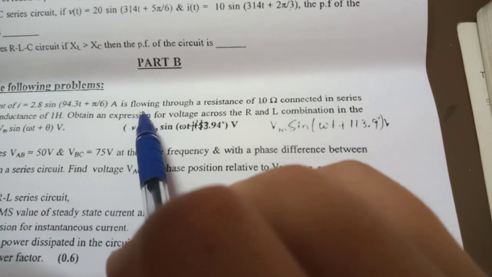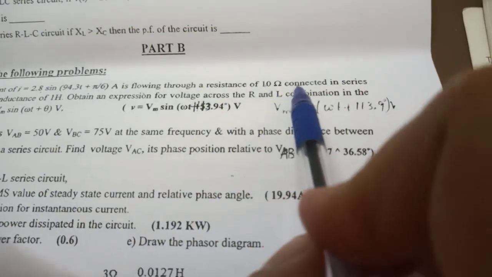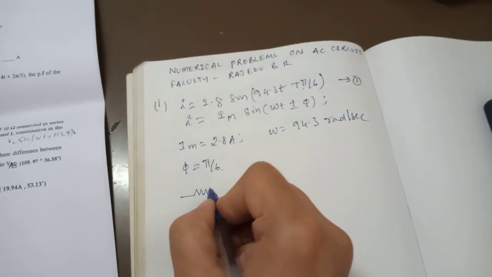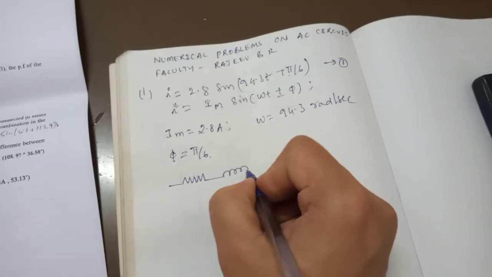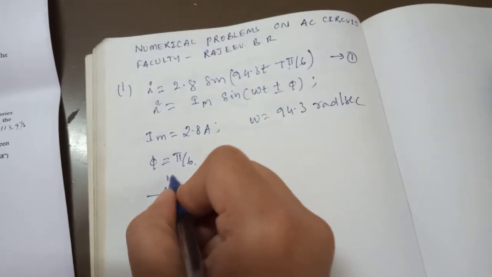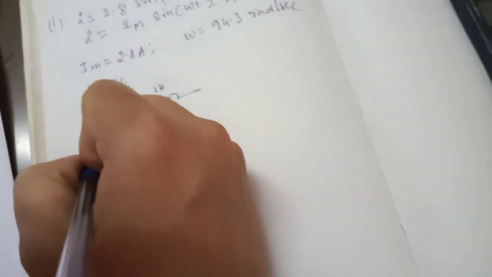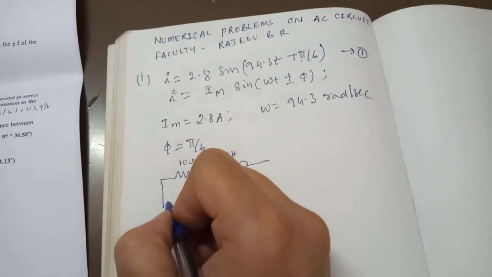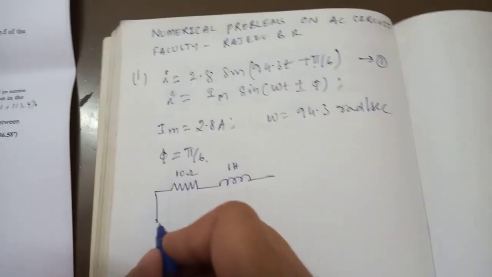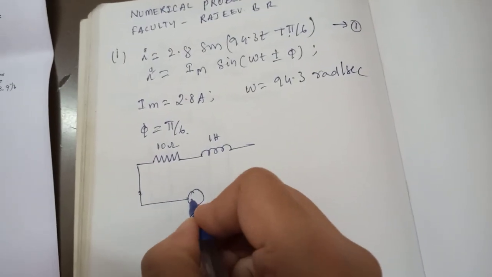What else have they given? Let us look back into the problem. It is flowing through a resistance of 10 ohm connected in series with an inductance of 1 Henry. So they have given one resistance of 10 ohm, and in series with it one inductance of 1 Henry, and the current flowing is 2.8 sin(94.3t + pi by 6). What is the applied voltage?